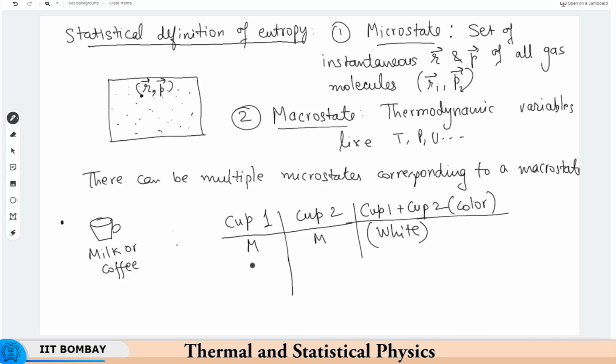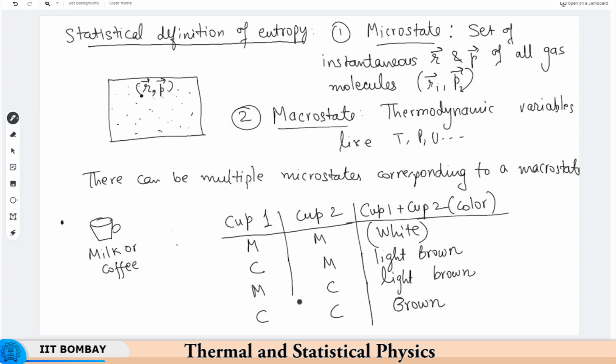But if you pick cup number 1 has coffee and cup number 2 has milk, then what you will see is some light brown color. But if your cup number 1 is milk and cup number 2 is coffee, you will again see light brown color if you mix them. And if your cup number 1 has coffee, cup number 2 also is coffee, then you will see brown color.